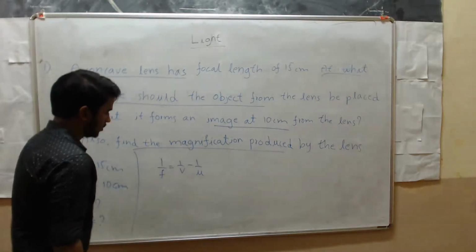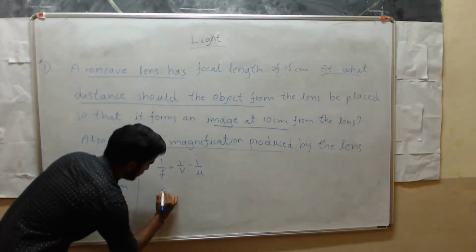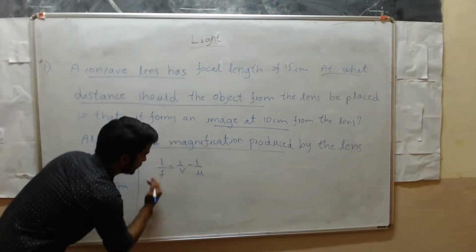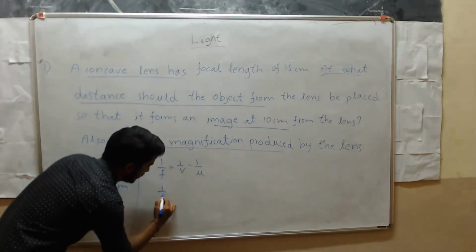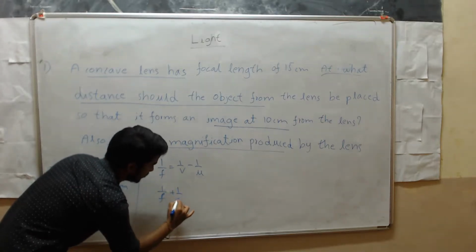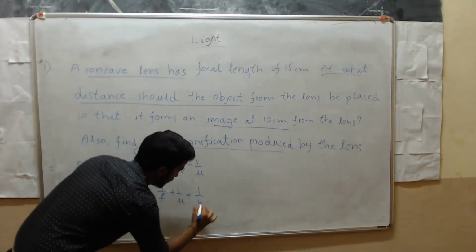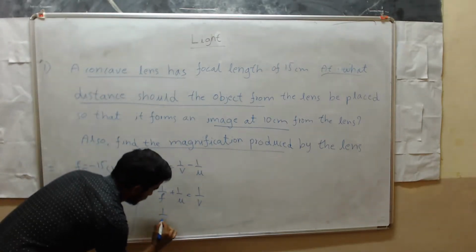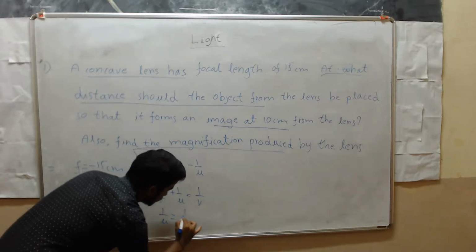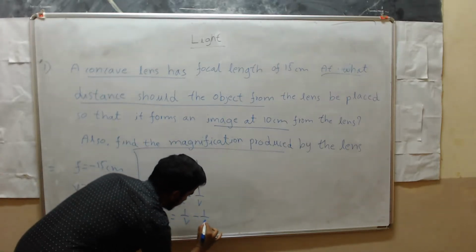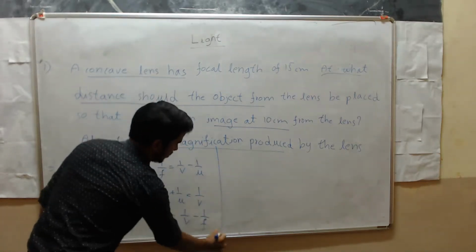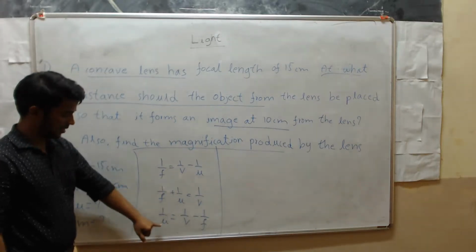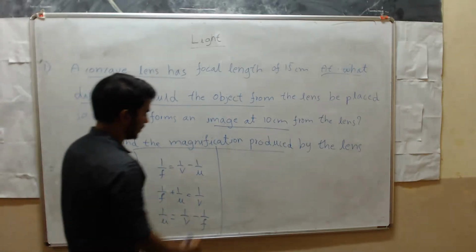So we need u, right? So better bring 1 by f and 1 by u this side. So that is 1 by f plus 1 by u equal to 1 by v. So now take 1 by f that side. So 1 by u is equal to 1 by v minus 1 by f. So no need to write all this. First write the formula, then directly write this step. Okay, now substitute the values.